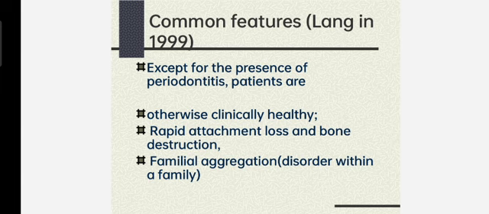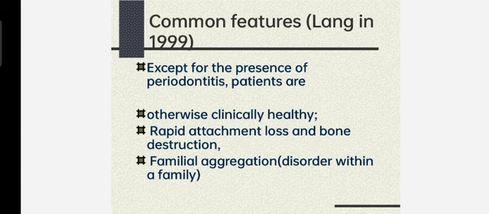Rapid attachment loss and bone loss will be there. We'll see what exactly is the reason why so much attachment loss and bone loss is seen at such an early age with minimum or no plaque. And then familial aggregation. There might be some genetic disease associated which leads to so much bone loss. So these features are mandatory to be there in aggressive periodontitis.